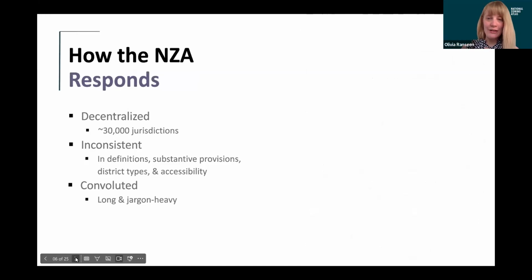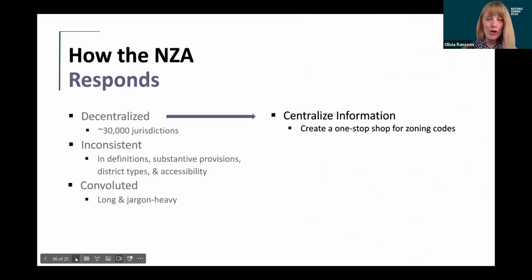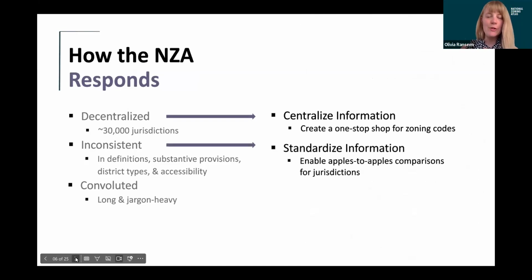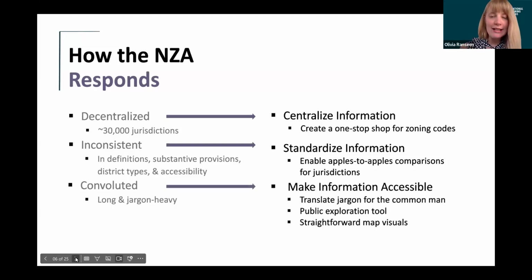So to respond to these challenges, the NZA first wanted to create a one-stop shop for zoning codes, meaning we collect and collate thousands of unique codes and store information about them in just a single database. Second, our methodology produces a standardization of key code data points that enable an apples to apples comparison across different cities, counties, and towns. And it allows us to present zoning districts cohesively on a single national map. And then finally, the NZA is able to cut through the noise and make codes accessible to non-experts.